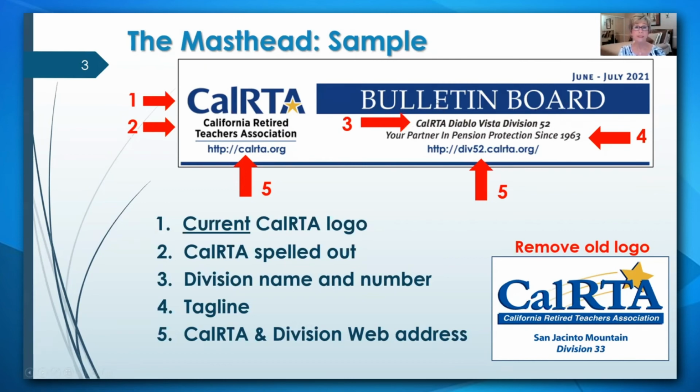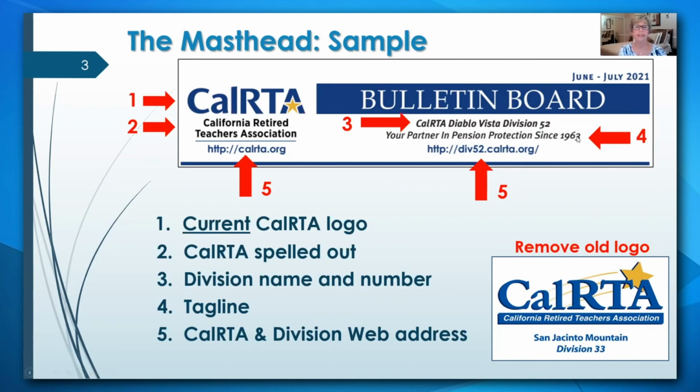And right above it, of course, is the actual name of the newsletter. Some newsletters don't have a name, so you don't have to worry about that. Right below here, number four, is what we call the tagline, your partner in pension protection. You can put that there or in other places in your newsletter.